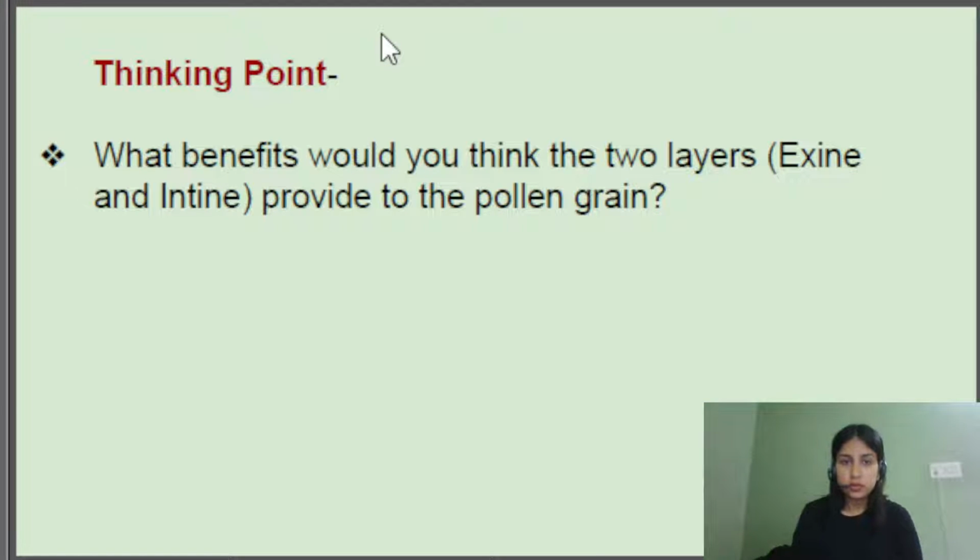Yes, we have just discussed this. So what benefits would you think the two layers, exine and intine, provide to the pollen grains? What according to you are the benefits that the exine and intine layers are providing to the pollen grains? I'll be giving you a few seconds to answer this question, as we have just discussed this. You can put your answers in the chat box so that you will know if you know the answer or not. I'll be checking that later on.